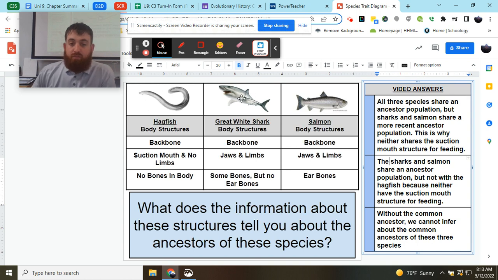Option two, the shark and salmon are more related to one another, but they're not related to the hagfish because they don't have that suction mouth for feeding. So we know these two have a common ancestor and are more related, but they do not share a common ancestry with the hagfish. Option three, without the common ancestor, we cannot infer anything about any of these three species. So unless we have it, we can't say one way or the other.